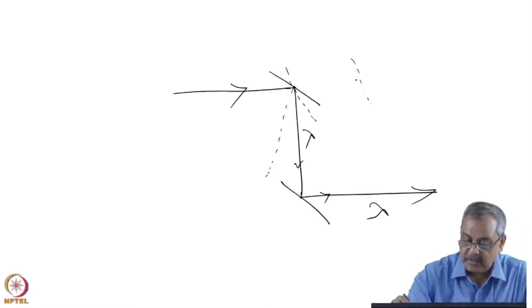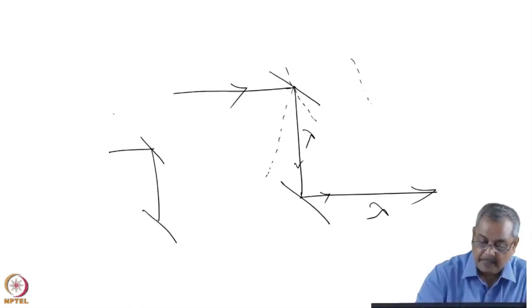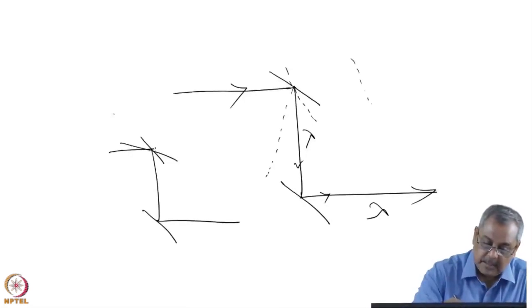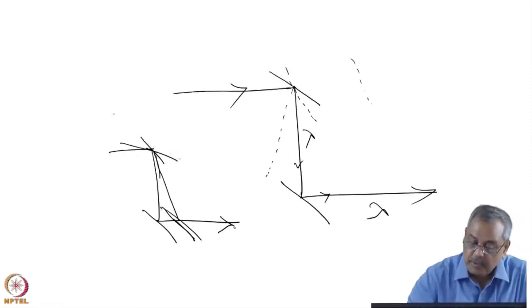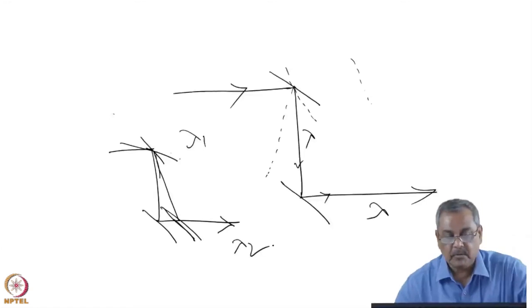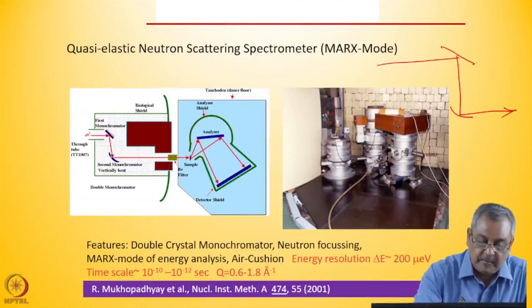The angle is changing, but if I change this angle, then this angle also changes, and I can move this to catch this beam, and both of them are rotated and translated to keep the outgoing beam direction same for two wavelengths. I hope I have been able to make you understand that the neutron from the reactor falls on the first monochromator, it gets reflected from it, goes to the second monochromator, goes out along this line.